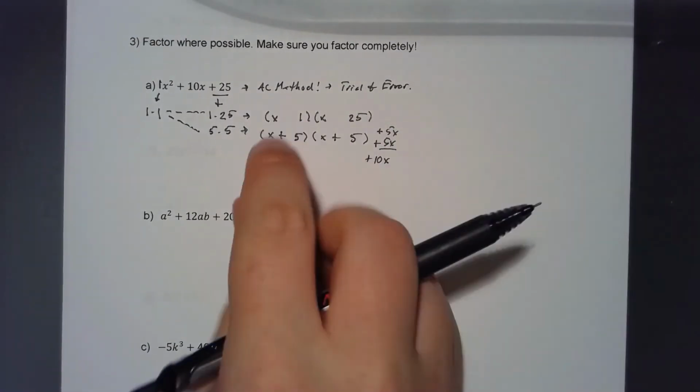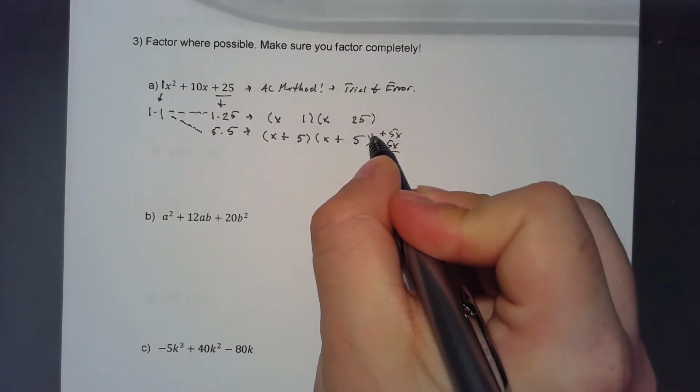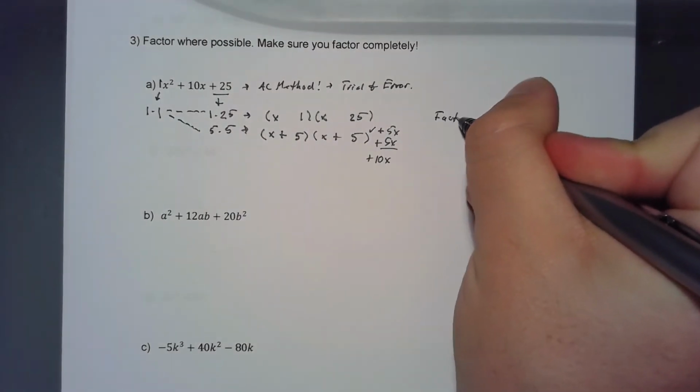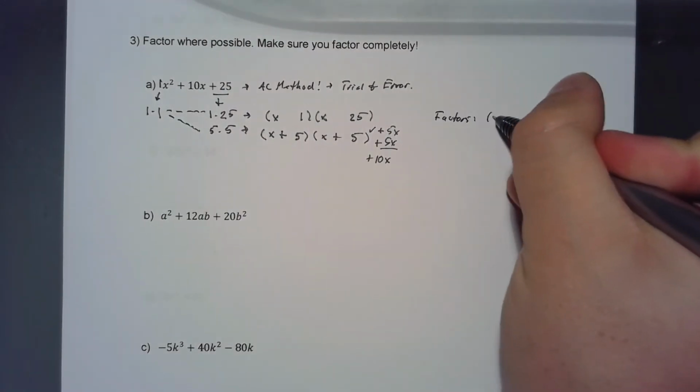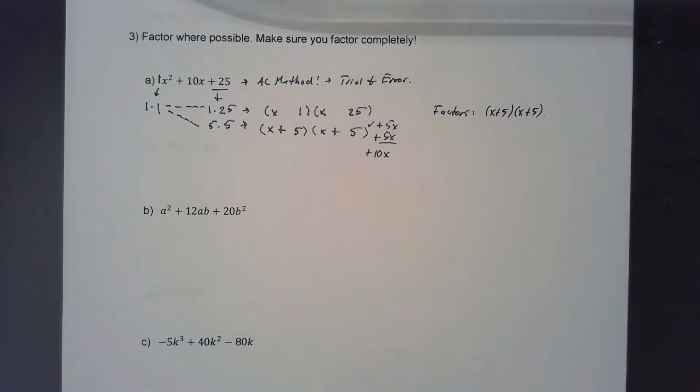And then finally, you just check. Is 5 times 5 25? Obviously it is. So those are my factors. x plus 5 times x plus 5. That's it.